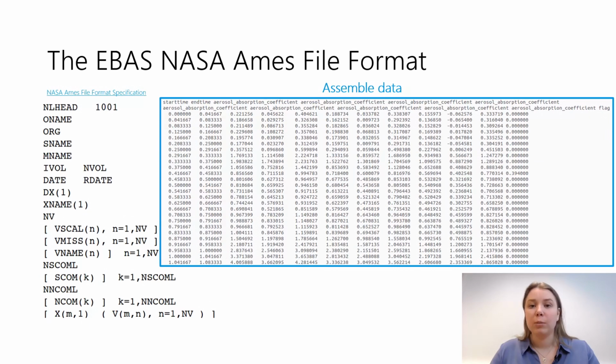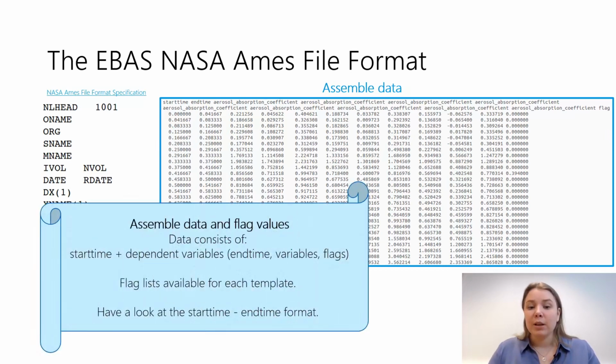When the header and all metadata is prepared, the next step is to assemble the data. Assembling the data consists of the start time, which is the independent variable, and all the dependent variables, such as end time, your variables, and flags. For the templates, there is a flag list connected to it, so here you can see which flags are allowed and not. I would also urge you to have a look at the start time and end time format and use this for your file.